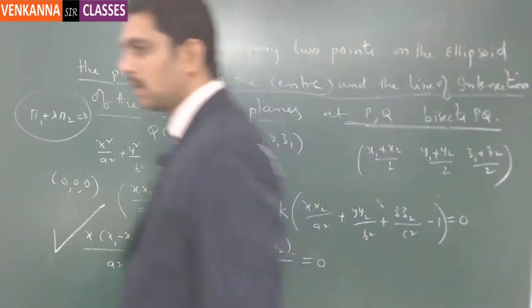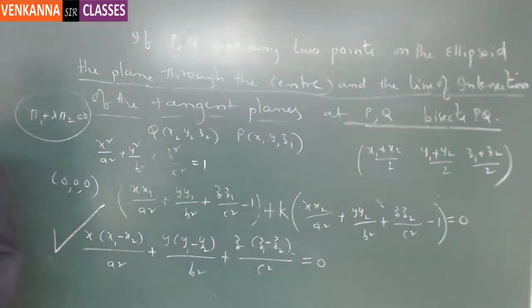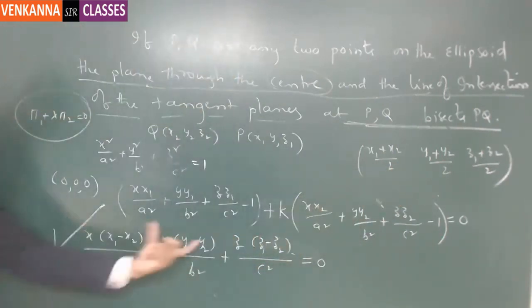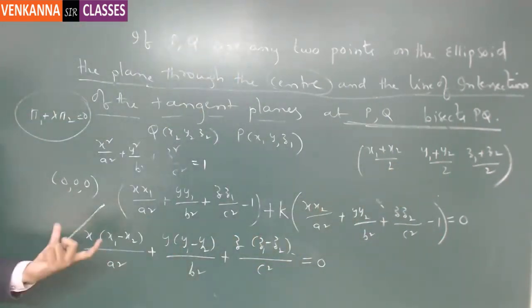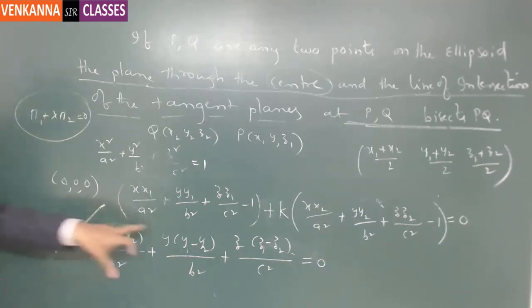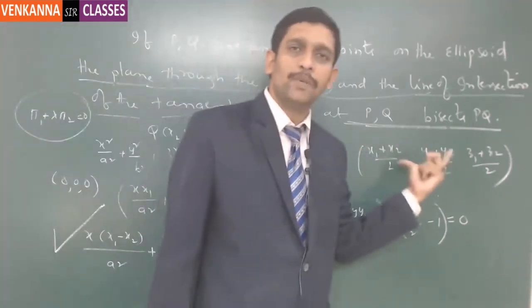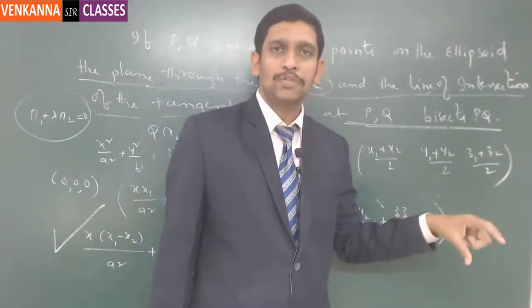This is the midpoint of PQ. Now, if I substitute the midpoint in the plane equation, it must get satisfied. So in place of x, y and z, I am substituting this midpoint. So on substituting, what happens?